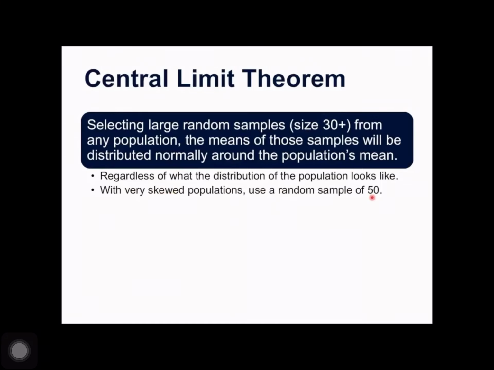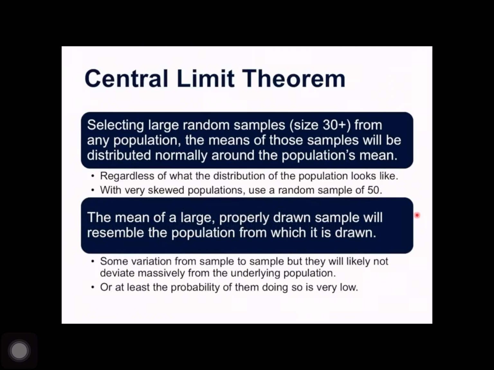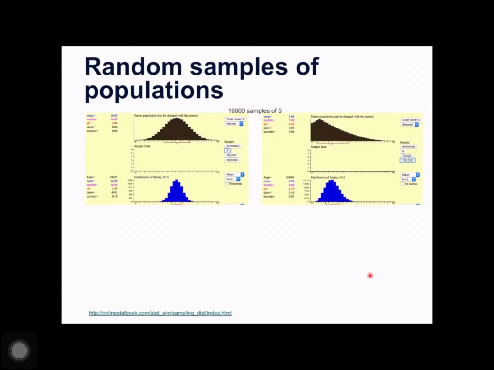Even with very skewed populations, if we utilize sample sizes of about 50, it tends to normal out, and I will show you that in a demonstration in just a moment. The mean of a large, properly drawn sample, properly drawn meaning randomly, will resemble the population from which it's drawn. And so we have variation from sample to sample, but not likely massively, so that they do in fact represent the underlying population. Here is an illustration of 10,000 samples, size 5.